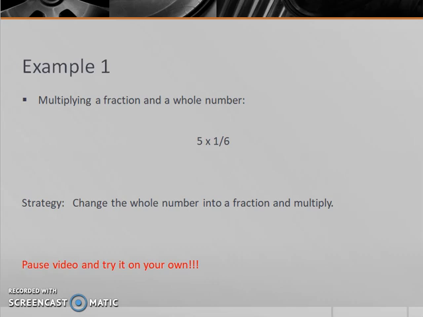So let's look at the first example. Example 1, I want you to multiply 5 times 1/6. Now, the strategy I want you to try to use here is to change the whole number into a fraction and then multiply. Now, you may or may not remember how to change a whole number into a fraction, but I want you to think about what makes sense here. We have a 5. It is a whole number 5. We don't want its value to change. So how can we make it into a fraction that it would not change the value? So I want you to pause the video, try it on your own first, see what you remember, and then we'll go over the explanation.